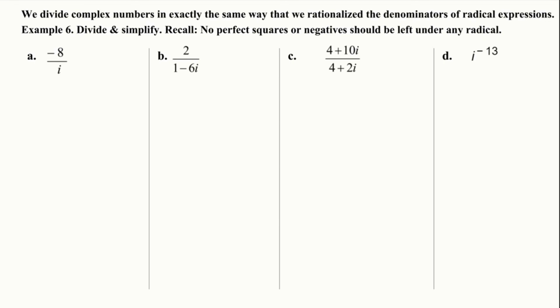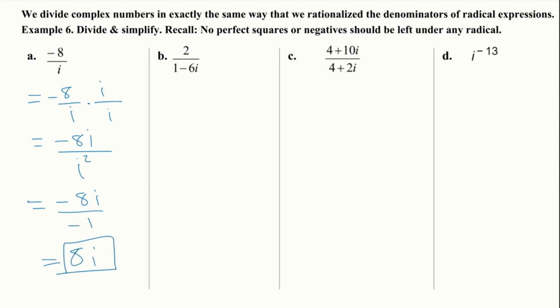So here I'm just going to multiply this. I'm going to say that's equal to -8 over i times i over i. Of course I can do that because that's just 1, and you can always multiply by 1, right? So on the top, we end up with -8i. On the bottom, we end up with i squared. That, of course, is -1. So we get -8i over -1, which is just 8i, positive 8i, because negative divided by negative is, of course, positive.